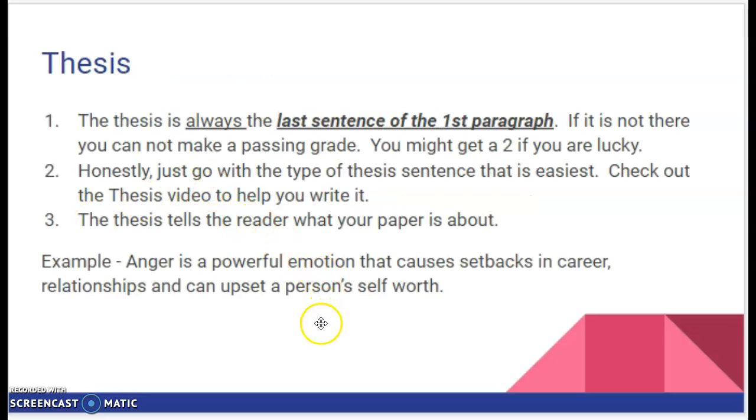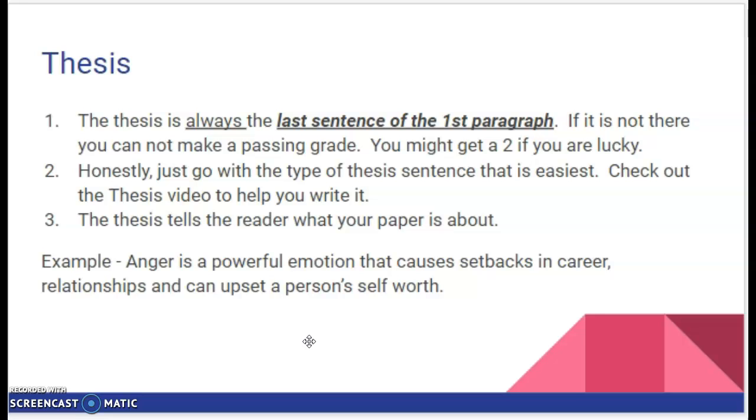Next is your thesis. Guys, for more information on the thesis, be sure to watch the How to Write a Thesis video. But your thesis is always the last sentence of the first paragraph. If it is not there, you cannot make a passing grade. You might get a 2 if you're lucky. Honestly, just go with the type of thesis sentence that is easiest. There's different kinds out there. Check out that video when I tell you how to write the easiest kind. The thesis tells the reader what your paper is about.